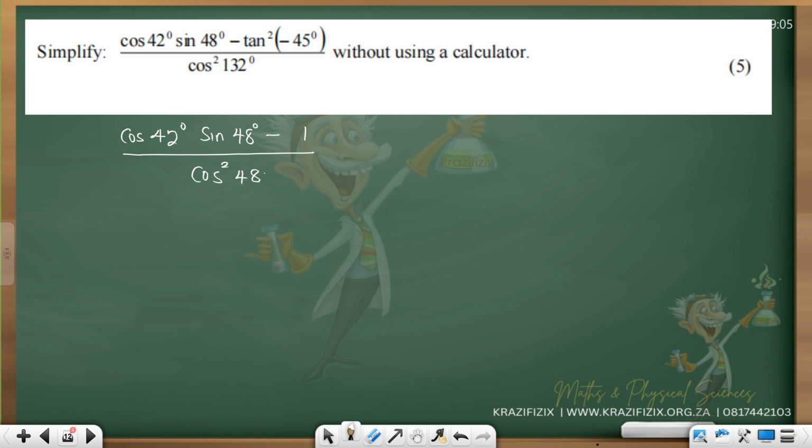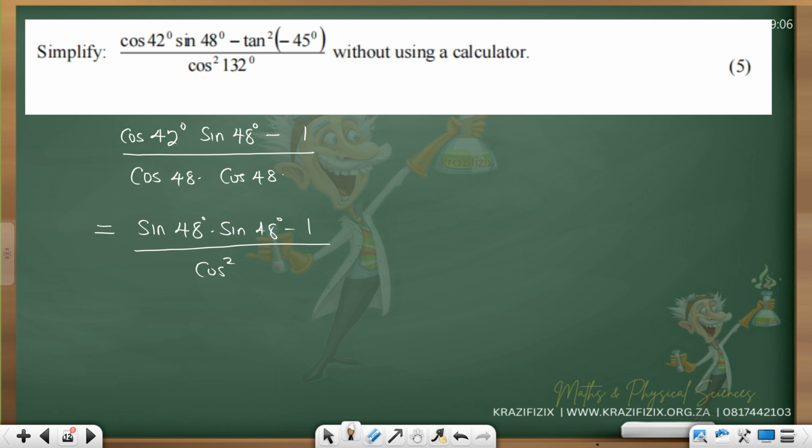I see numbers that are not special angles. Can I change that cos 42? Let's see. What does cos squared 48 mean? Let me write it out. It means cos 48 times cos 48. Interesting. What do you notice between cos 42 and sin 48? Do you notice that I can use co-functions there? Because 42 plus 48 will give me what? 90. So, can I then change this to sin 48, sin 48 minus 1?